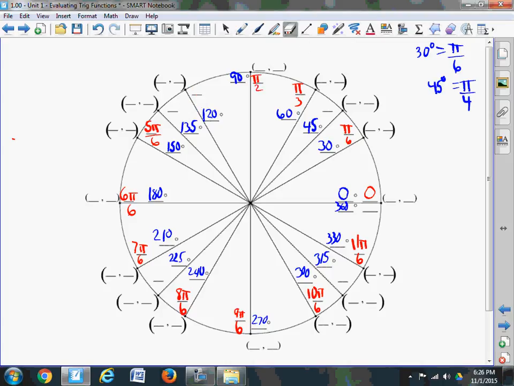4/6 will reduce to 2 pi over 3. 5 pi over 6 can't reduce. 6 over 6 is just 1. 7 pi over 6 wouldn't reduce. 8 pi over 6, you can divide by 2, you get 4 over 3. 9 pi over 6, you can reduce by a factor of 3. It's going to be 3 pi over 2. 10 pi over 6, reduce by a factor of 2, you get 5 pi over 3.